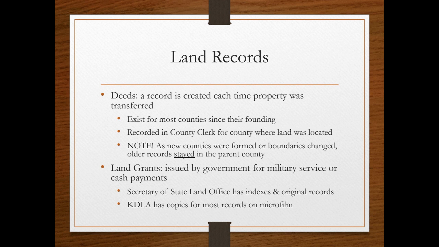And then the oldest land records we have for the state are actually the land grants. These were issued by the government for military service or as a cash payment. The Secretary of State, the Land Office, has all of the indexes and original records for the land grants. These are the earliest land records for the state, and they tend to be in the 1700s and the early 1800s.